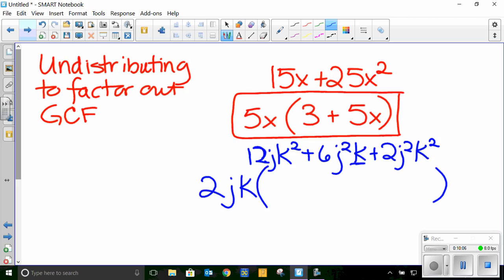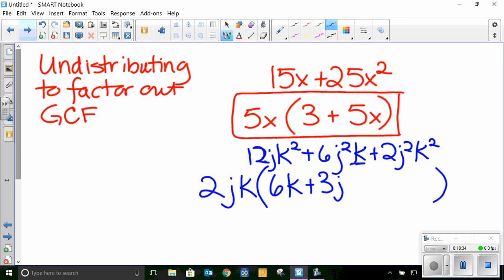All right, now let's see what we have left. I pulled 2 out of 12, so 6 is left over. I pulled out the j, and I pulled out one of the k's, so I have 1k left over. So my first term now is 6k, plus, from the 6, I pulled out the 2, so that's going to be 3 left over, because 2 times 3 is 6. And I pulled out 1j, so 1j is left over. And I pulled out the k, so it's gone. I don't have a k now, because that k was taken out.